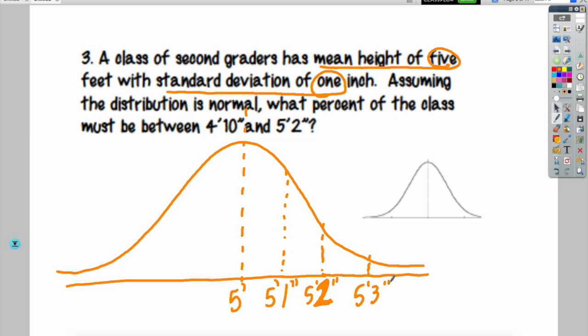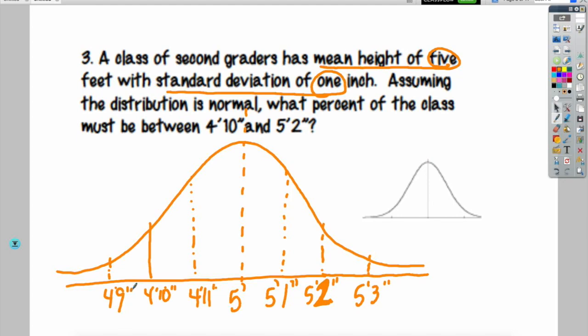Let's go the other way. 4'11", 4'10", and then 4 feet 9 inches. Is everyone understanding where these numbers are coming from? By adding one standard deviation to the mean to get to the right, and subtracting one standard deviation from the mean to get the left. Now, if we look, aren't 4'10" and 5'2" on our standard deviations?